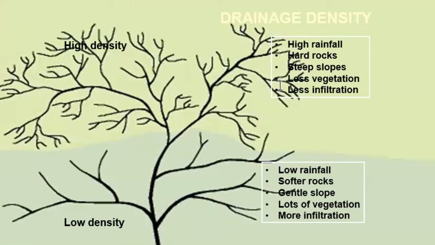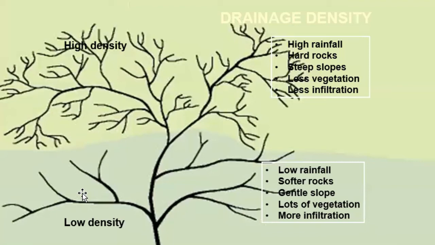high drainage density. Somewhere down here, we have what we call low drainage density, because when you compare the number of streams that are existing here and the number of streams that are existing here, they are not the same, meaning that here is a low drainage density because there are fewer streams.